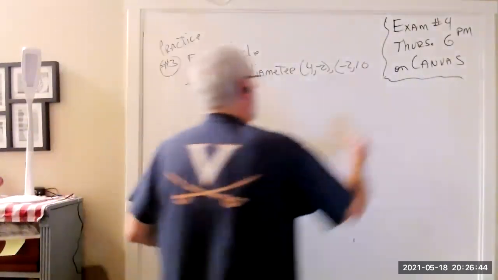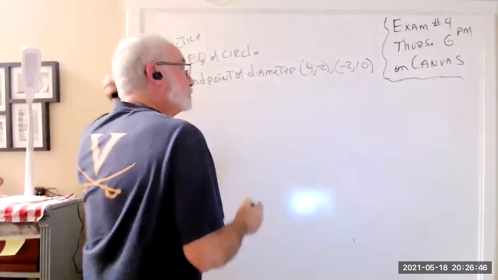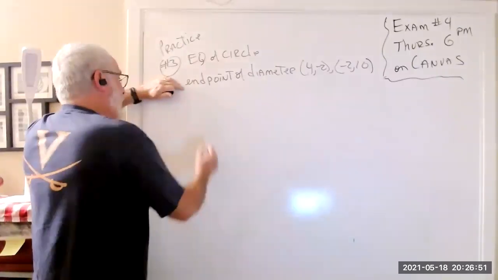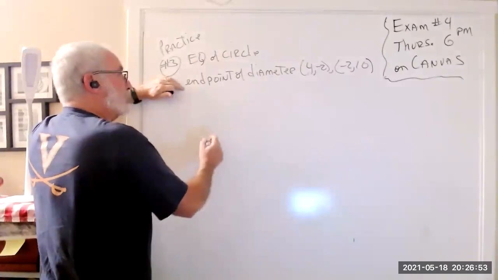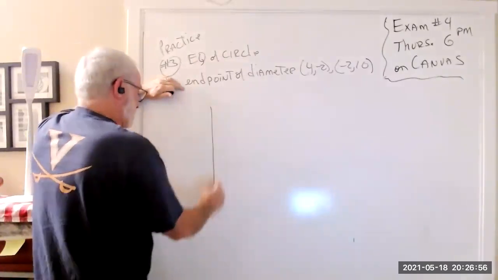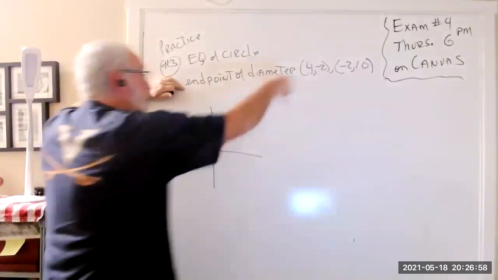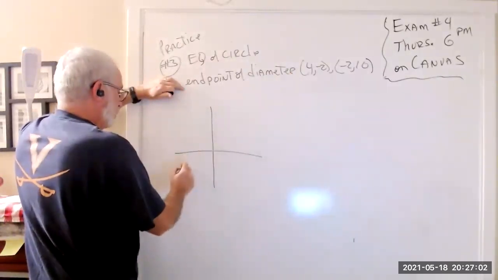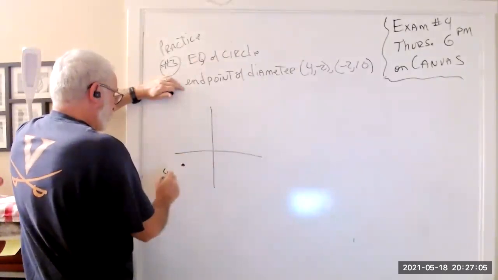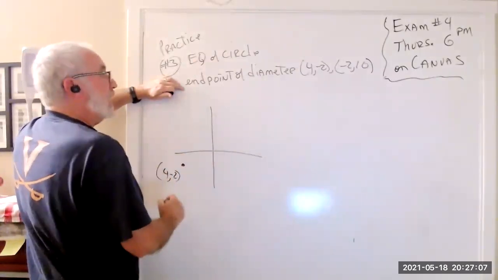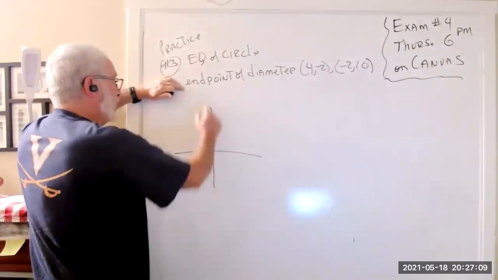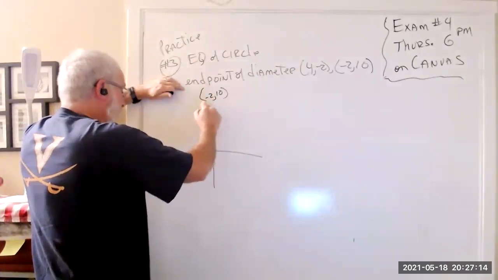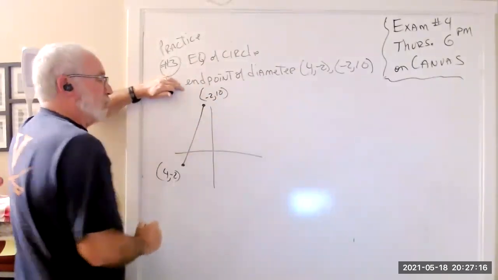Okay, so, well, first off, what's this mean? The endpoints of the diameter. If we think of a circle and this is (4, -2) and (-2, 10), and that's the diameter of a circle.